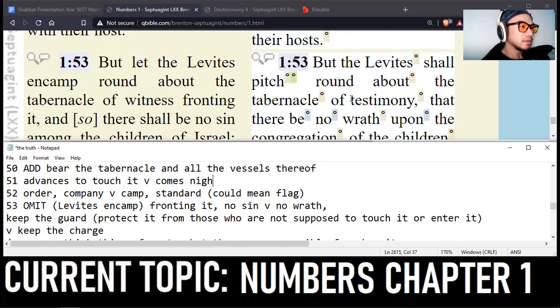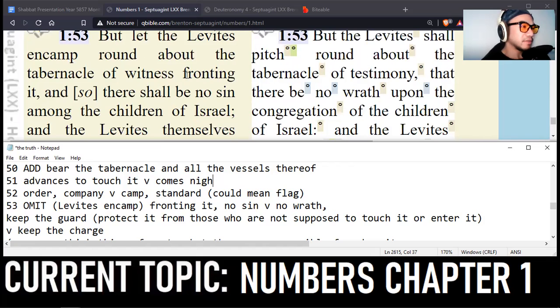Or it says here, actually it says the Levites pitch, so that part wasn't omitted, it was "fronting it." Fronting it was omitted. So I put Levites in camp because that's the context. So "fronting it" is what was omitted. They're at the front. "No sin" versus "no wrath."